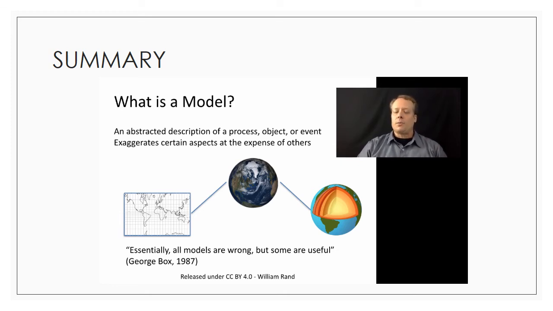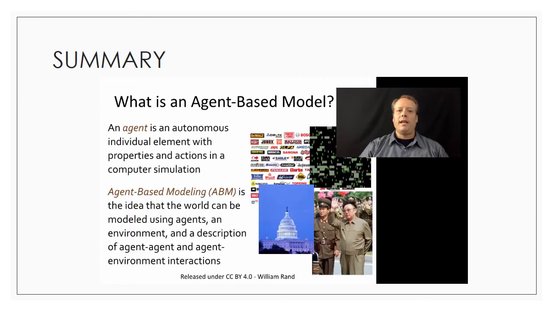So given that description of a model, what is an agent-based model? Well, an agent-based model in our context is a model that's composed of agents, as you might expect. And an agent is an autonomous individual element with properties and actions in a computer simulation. So in most of the context we're going to talk about, at least, it is in a computer simulation.